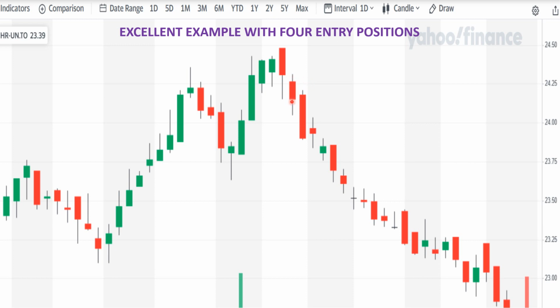This is a confirmation candle that closes below the low of this bearish engulfing pattern. So you can exit the trade at the close price of this bearish candle, and we can put 1 ATR above for a stop loss, and we can put 2, 3, and 4 ATR below for profit target. So this is a very good example that you can have 4 entry positions.